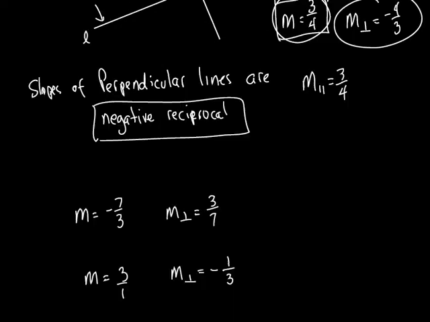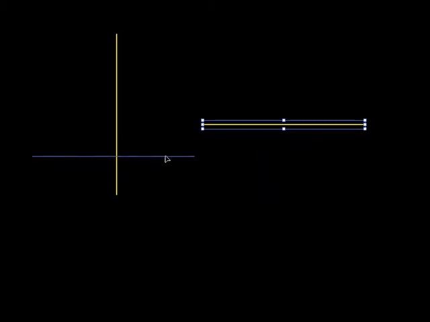But let's talk about that for a second. We got a couple minutes here. Let's talk about the slope of a vertical line and the slope of a horizontal line. What's true about a horizontal line and a vertical line? They're perpendicular, aren't they? So guess what must be true about their slopes? They're negative reciprocals of each other, okay?